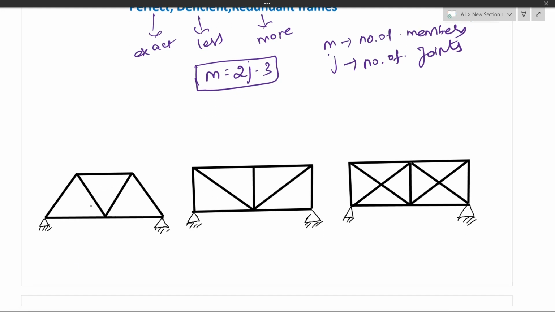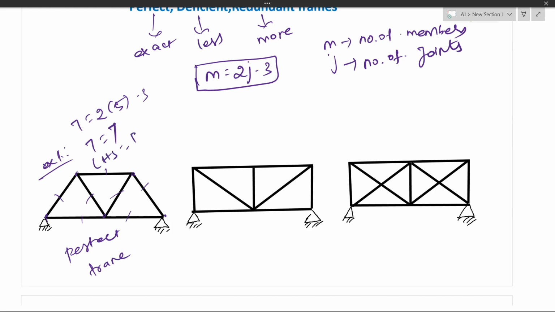So take this example 1, where the number of joints is 1, 2, 3, 4, 5 and members are 1, 2, 3, 4, 5, 6, 7. Seven members and five joints, and if you put that in, you get 7 equal to 10 minus 3, which is 7. Okay, 7 equal to 7, which means it is a perfect frame. LHS equal to RHS.